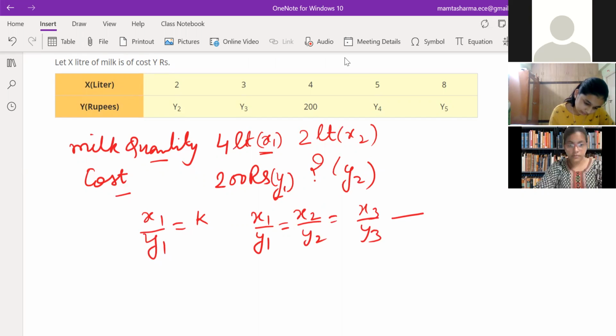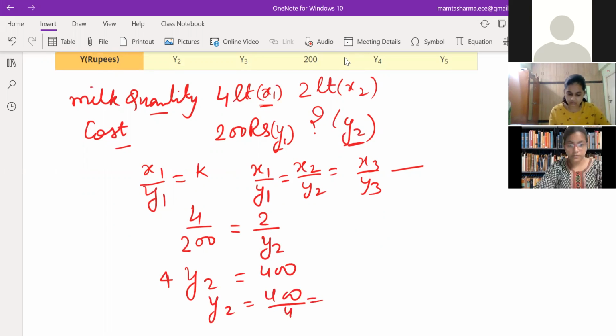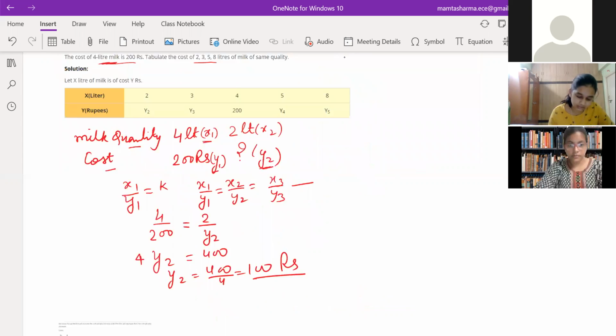Now take the ratio. 4 by 200 should be equal to 2 by y2, let's say this quantity is y2. You have to find out y2. Now you can solve by this equation. Cross multiply: 4 y2 equals 200 into 2, which is 400. Y2 will be 400 by 4, so y2 will be 100. For 2 liter milk, you have to pay 100 rupees. Okay, correct?